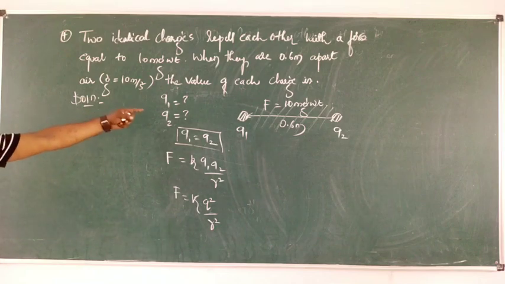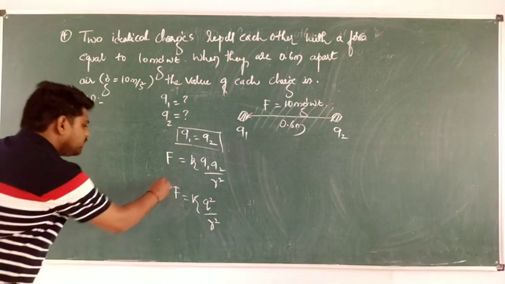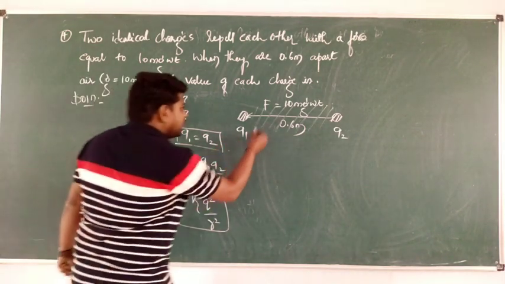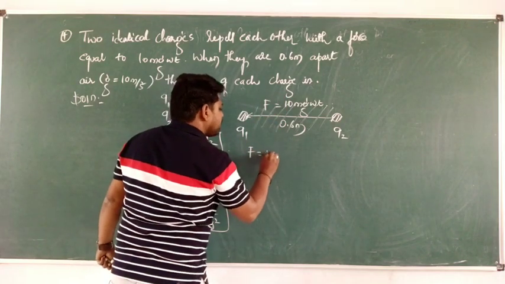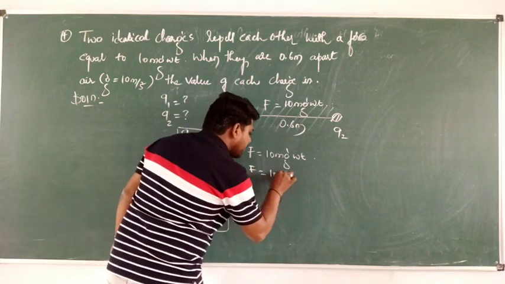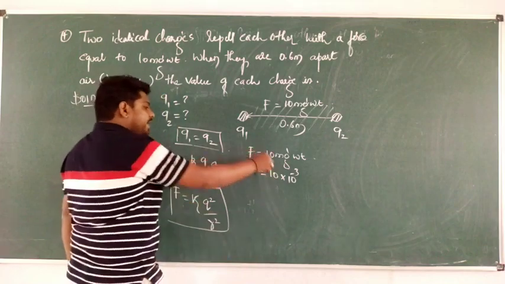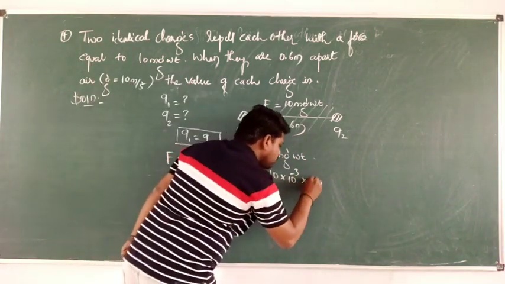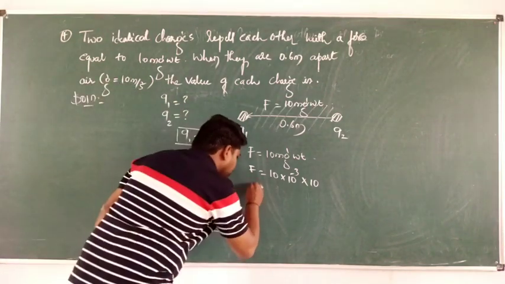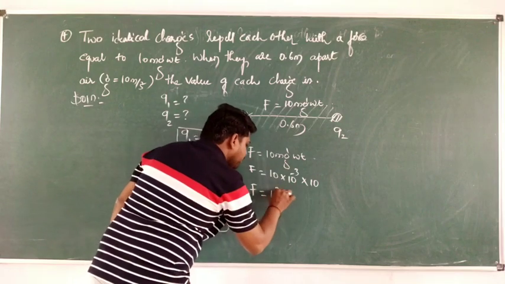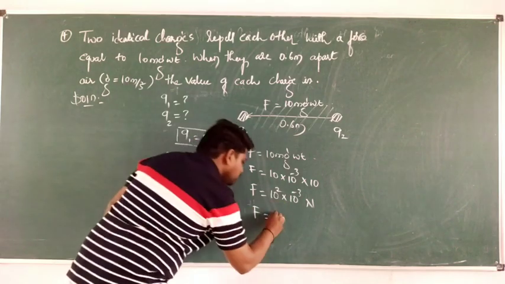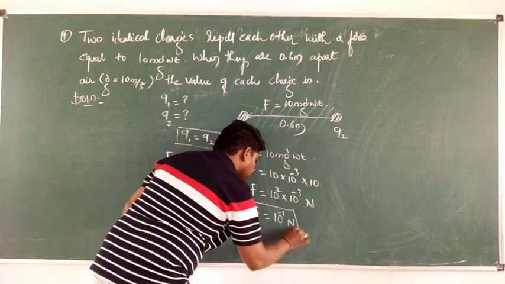Now I will apply all my mathematical data here in this equation, and I'll try to arrive at the answer. So let us calculate this F. F is nothing but 10 mg Wt. So F equals 10 into 10 to the power of minus 3, and what is the acceleration due to gravity here? 10 meter per second square. So it comes out to be 10 square into 10 to the power of minus 3 Newton. That is F equals 10 to the power of minus 1 Newton.